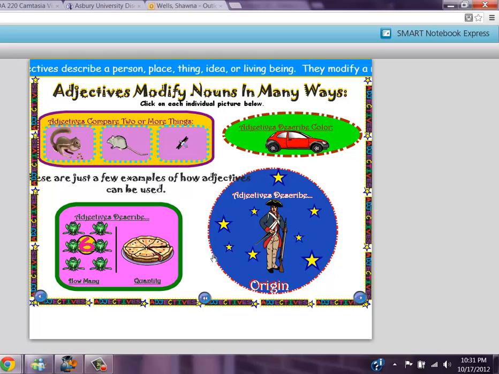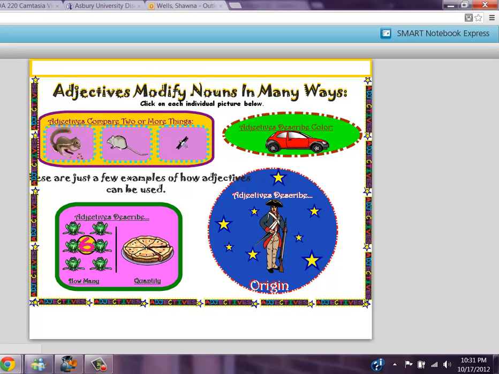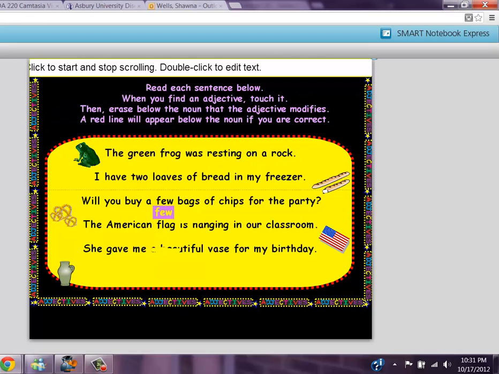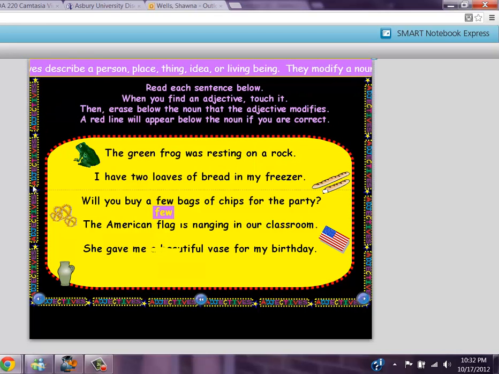As stated above, adjectives describe a person, place, thing, idea, or living being. In this activity, when you find an adjective, touch it, then erase below the noun that the adjective modifies. A red line will appear below the noun if you are correct.